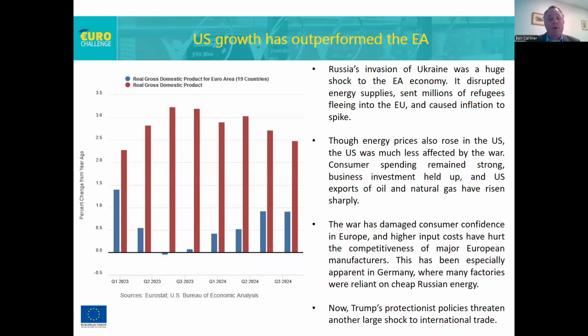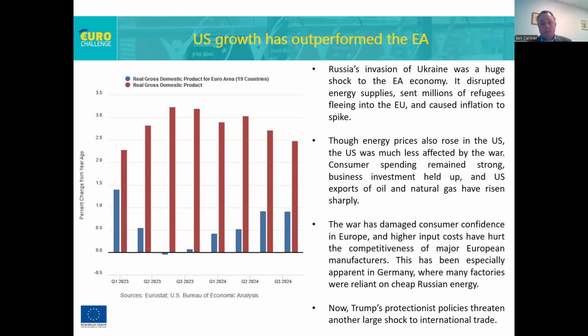This chart shows you how much better economic growth has been in the United States recently than in Europe. The red bar there shows you annual GDP growth, or year-over-year GDP growth, in the United States. And it's been 2.5%, 3% in every quarter for the past 2 years, whereas Europe has much lower growth.